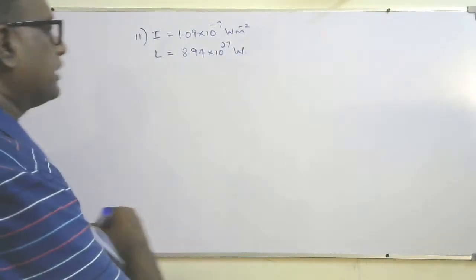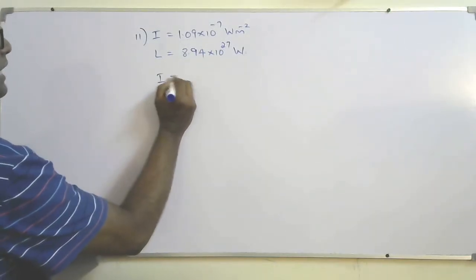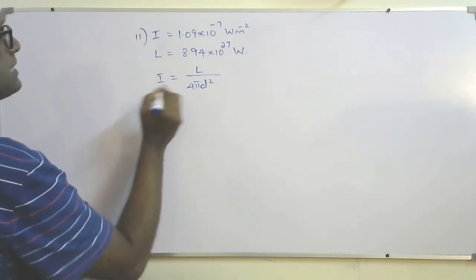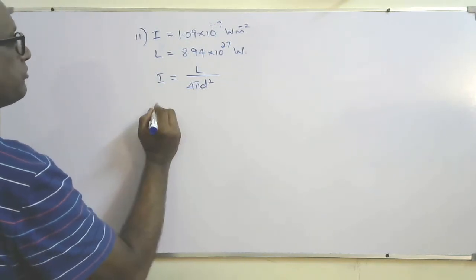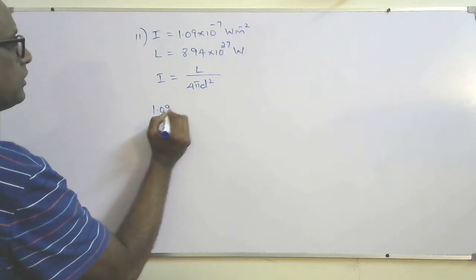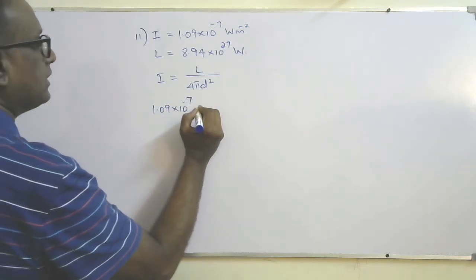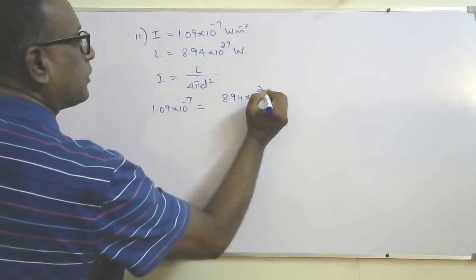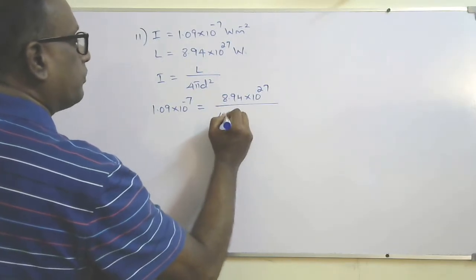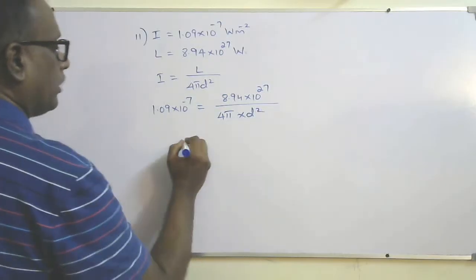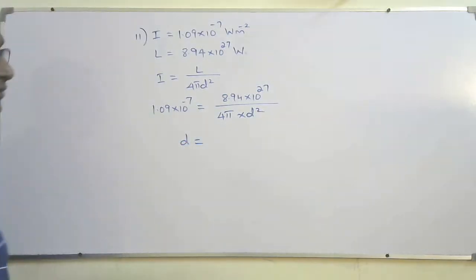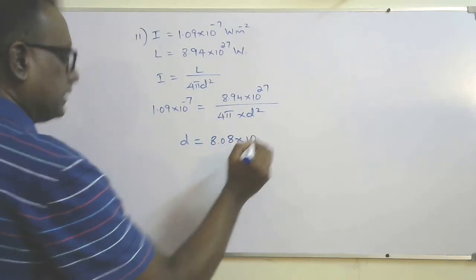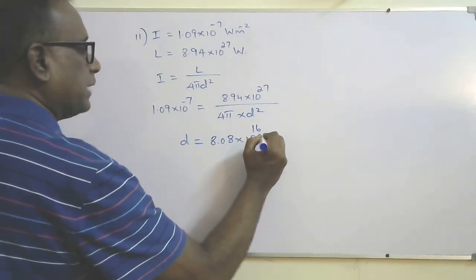So you know the simple equation, F equals or I equals L over 4 pi d squared. Intensity we know, so d squared we need to find. Intensity 1.09 × 10^-7 equals 8.94 × 10^27 over 4 pi times d squared. Find the d: make d squared the subject and find the square root of it. That will be 8.08 × 10^16 meters.